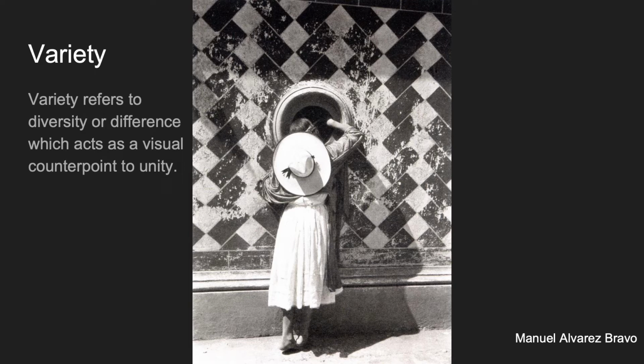And then variety is kind of the counterpoint to unity, right? It's about diversity or difference within the photograph, like how many different things are happening there. You will get a chance to really look at this photograph and pick out the different elements that make this photograph have variety.